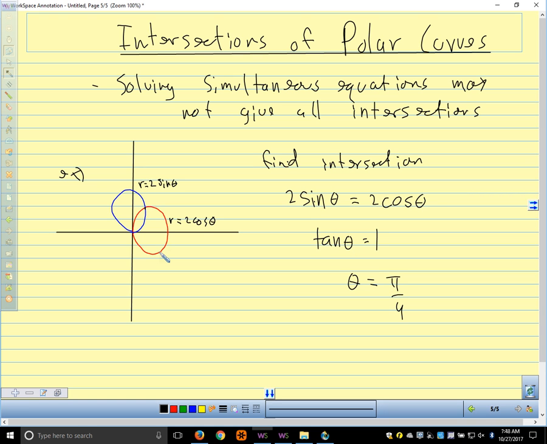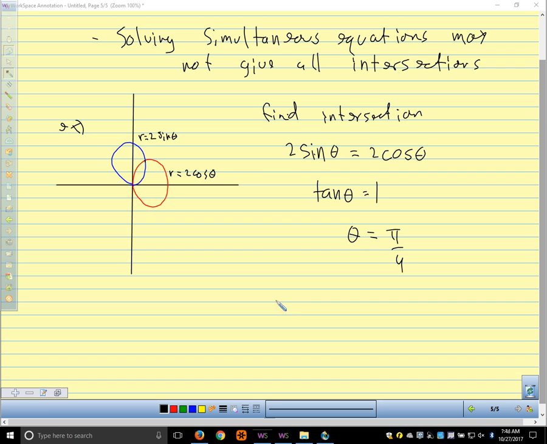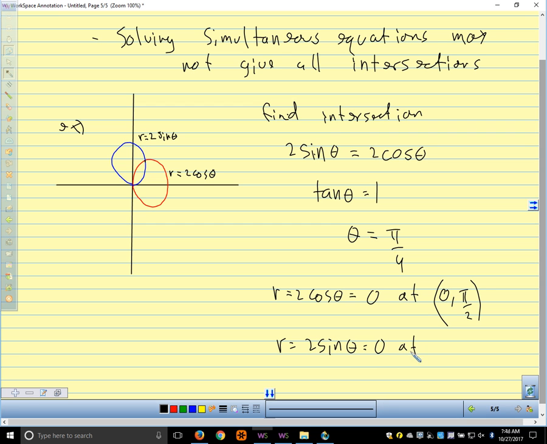Why didn't we get this? Because that's at the pole. r equals 2 cosine theta equals 0 at pi over 2. r equals 2 sine theta equals 0 at 0. They intersect at the pole at different values of theta.